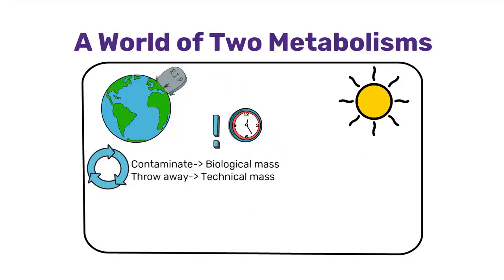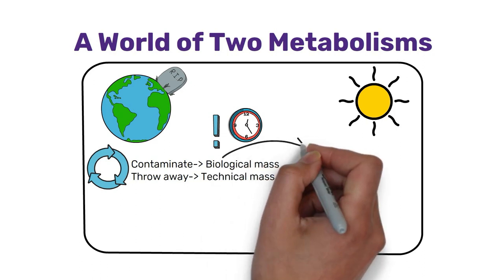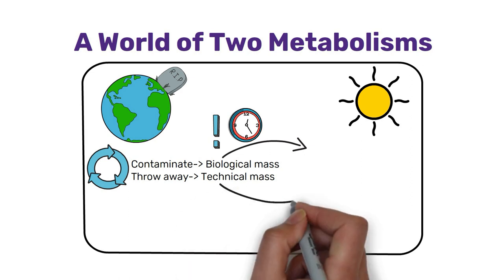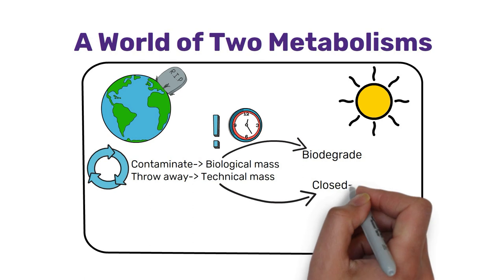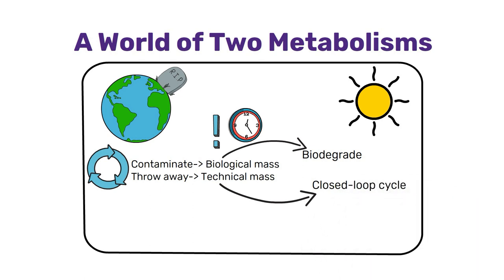As already mentioned, there are two discrete metabolisms on the planet. The first is the biological metabolism, and the second is the technical. With the right design, all the products and materials manufactured by industry will safely feed these two metabolisms, providing nourishment for something new. Products can be composed either of materials that biodegrade and become food for biological cycles, or of technical materials that stay in closed-loop technical cycles in which they continually circulate as valuable nutrients for industry.